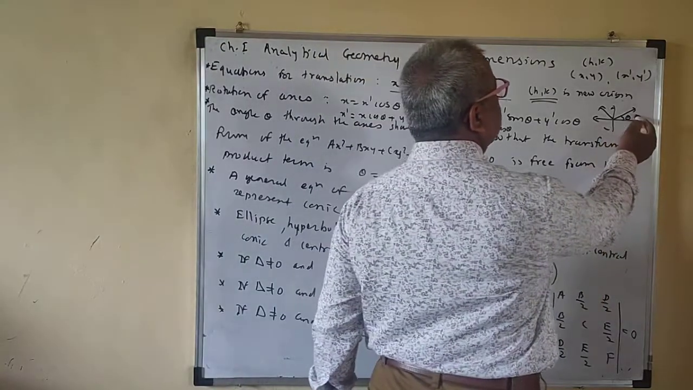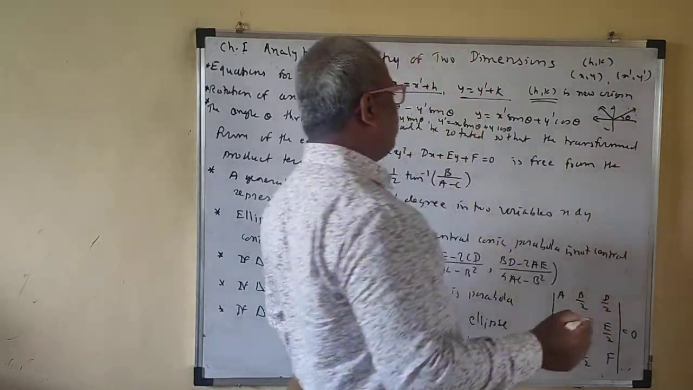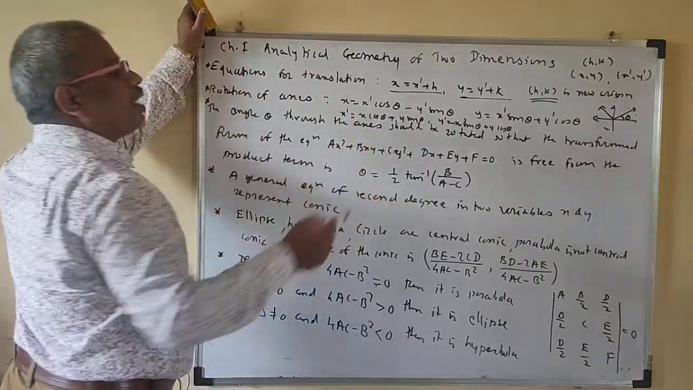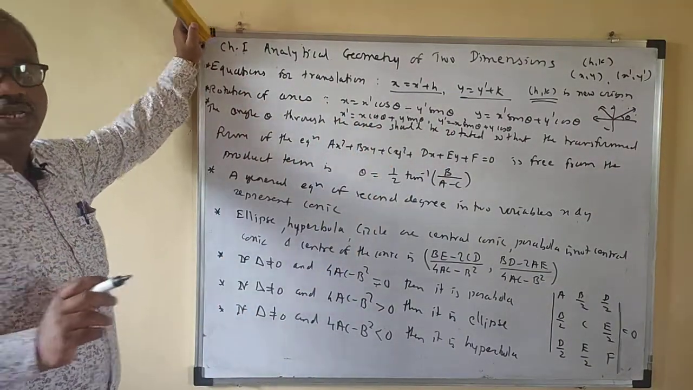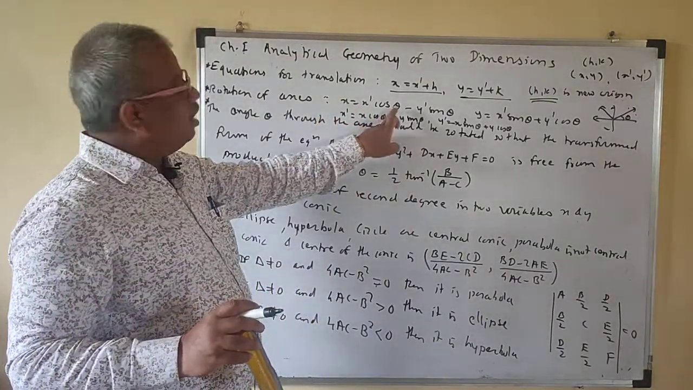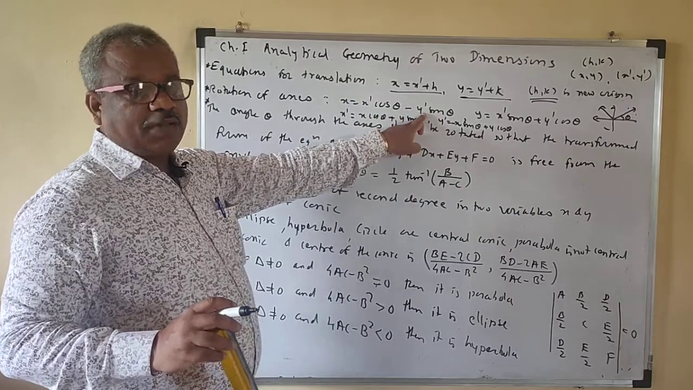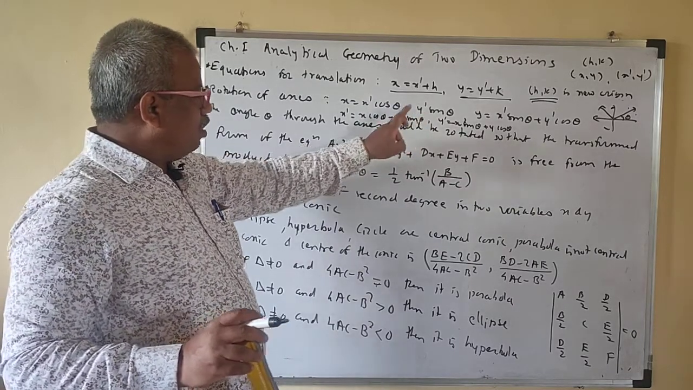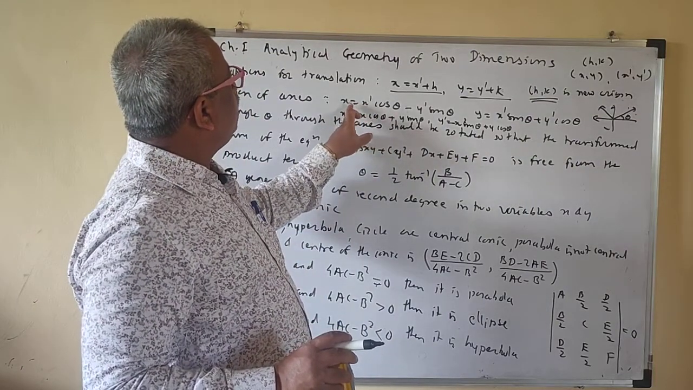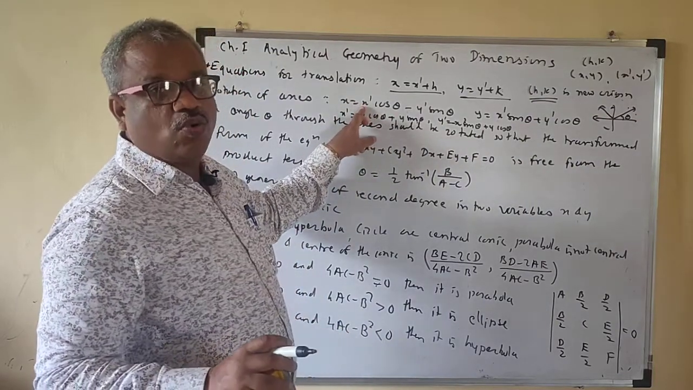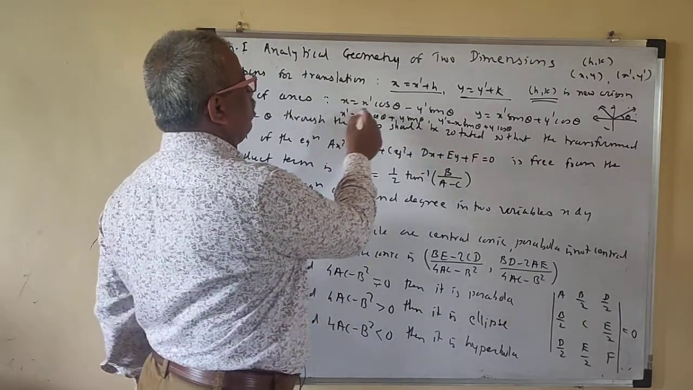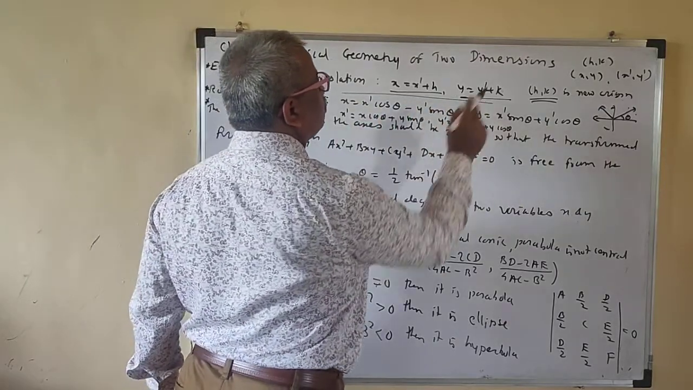Then your x, y will be transformed to x prime, y prime. This is the relation between the old coordinates and the new coordinates. Your x prime, y prime are the new coordinates and your x, y are the old coordinates. So x is equal to x prime cos theta minus y prime sin theta. With the help of this one, you can find the new coordinates.